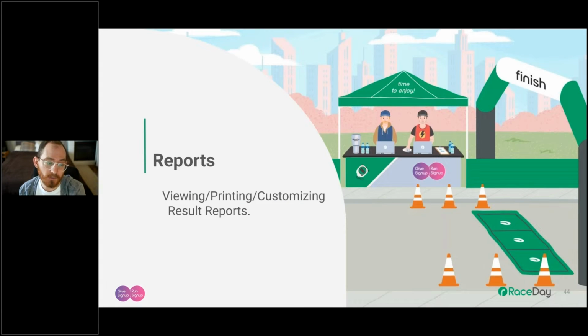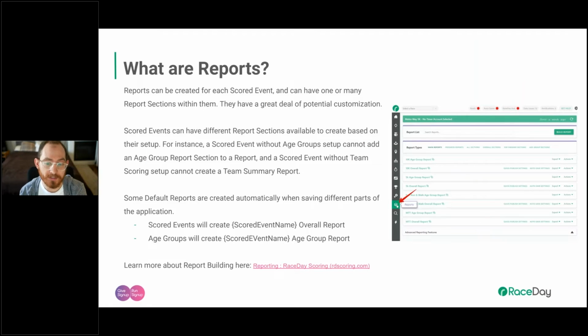Okay, so reports. Viewing, printing, and customizing result reports. So reports are created for each scored event and can have one or many report sections within them. So you can have a single report, you can have multiple reports, you can have a single report with a bunch of report sections in it, you can have multiple reports with a bunch of report sections in each of them. So we're very flexible and allow you to kind of build anything you like with reporting.